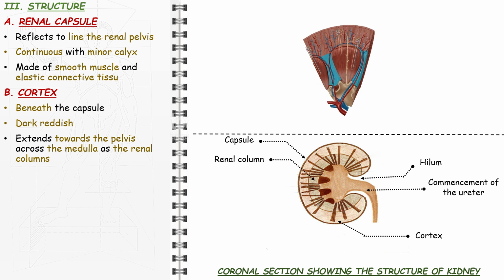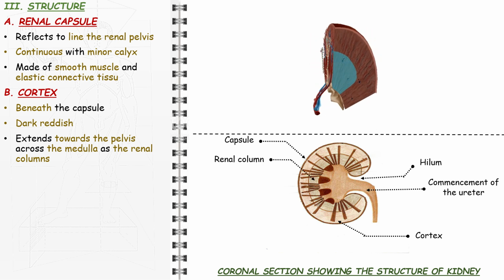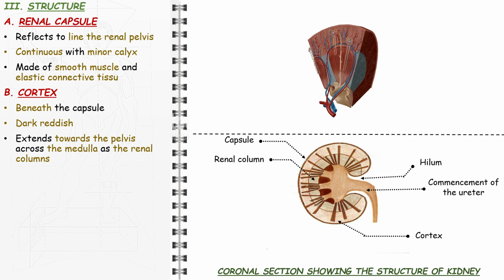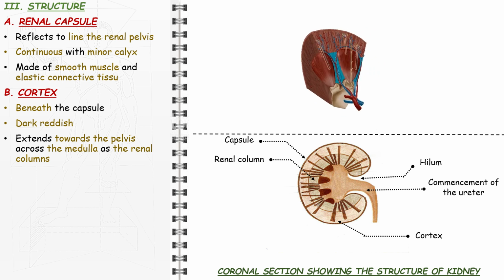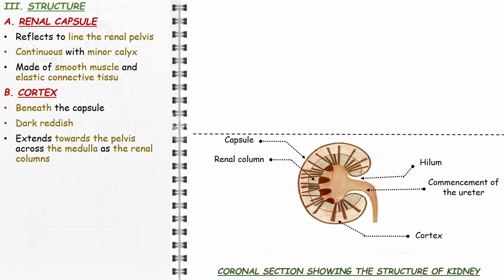3 different zones of the cortex can be distinguished. From the outer to the inner zone, the peripheral cortex contains glomeruli and convoluted tubes. The juxtamedullary cortex contains juxtamedullary glomeruli and their convoluted tubes, collecting ducts and arched vessels. The renal columns contain interlobar vessels.